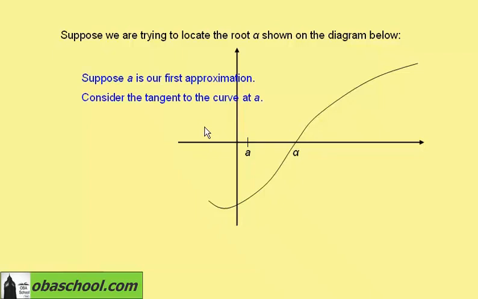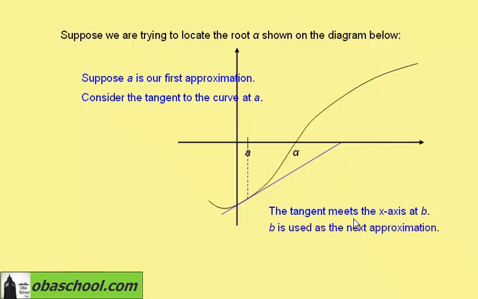Consider the tangent to the curve at A. The tangent is at this point and meets the x-axis here. We're going to call this B. B is used as the next approximation.